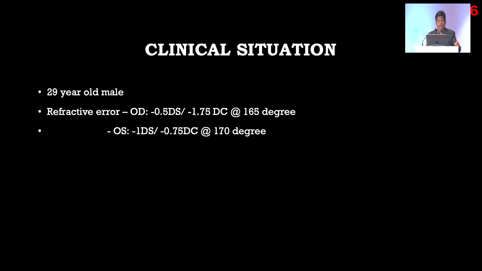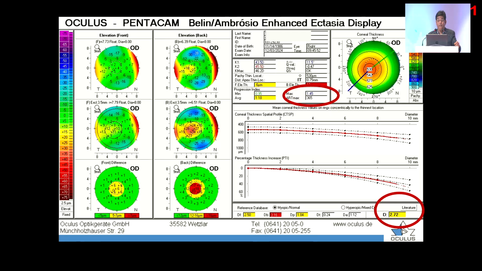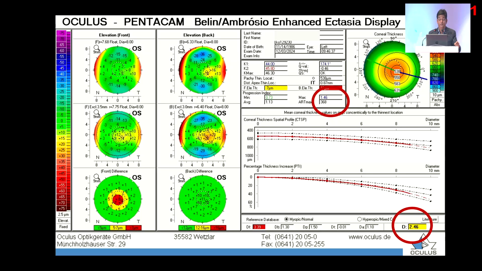So this is a 28-year-old male with a minor refractive error and a little bit of cylinder thrown in, and we can see the values of the patient. It appears reasonably okay except for the elevation on the back surface, and we see the Belin-Ambrosio map of this other eye of the patient. Similarly, if we see the left eye, we see findings which are just borderline values, a little bit of anterior elevation and a D value of 2.46.